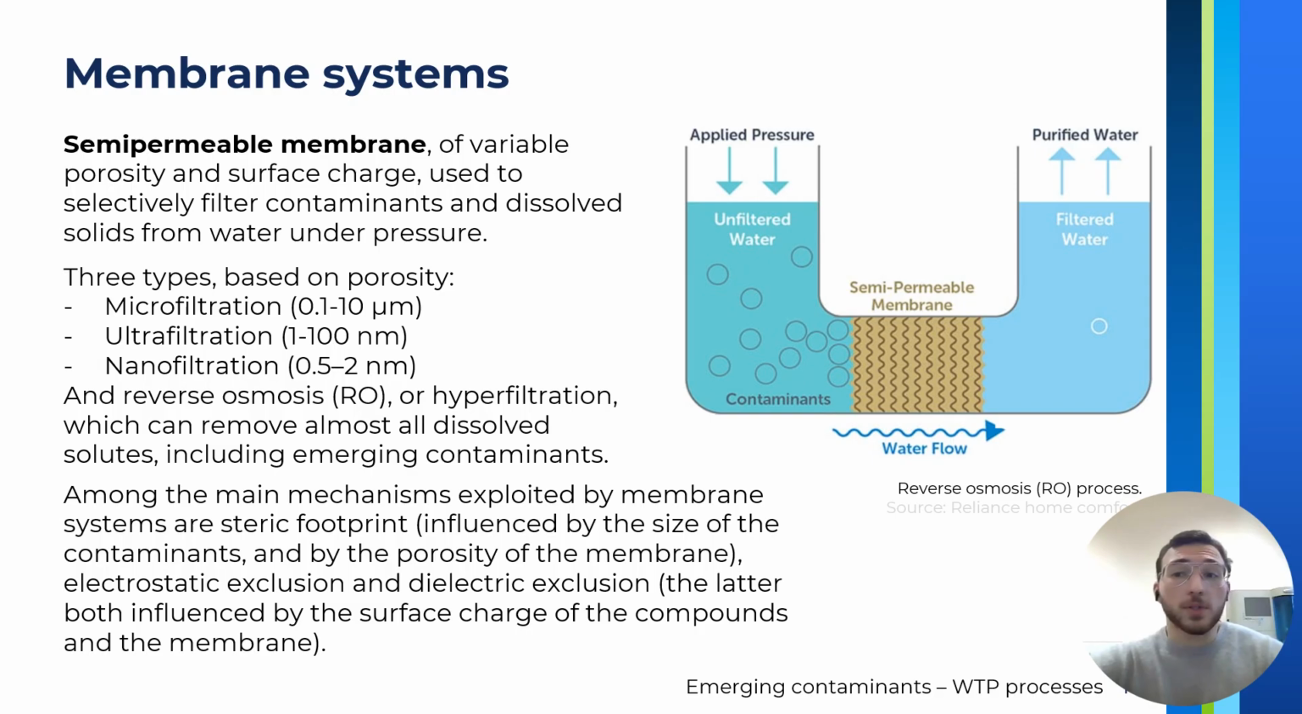Membrane systems are among the most effective and innovative means of advanced contaminant removal from waters. In membrane systems, a semi-permeable membrane of variable porosity and surface charge is used to mechanically separate dissolved contaminants from water under pressure. Based on the size of the pores of the semi-permeable membrane, and thus the selectivity of the removal process, we can define micro, ultra, and nanofiltration, as well as reverse osmosis, which can remove almost all dissolved particles from the water matrix.